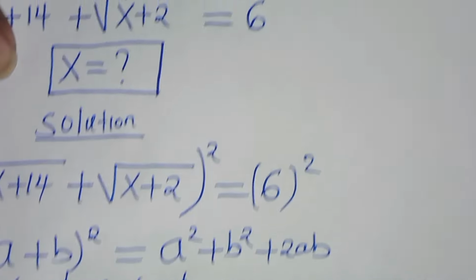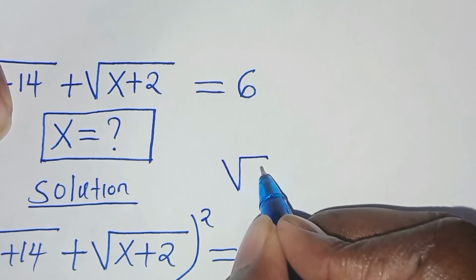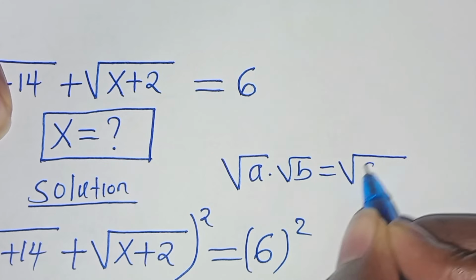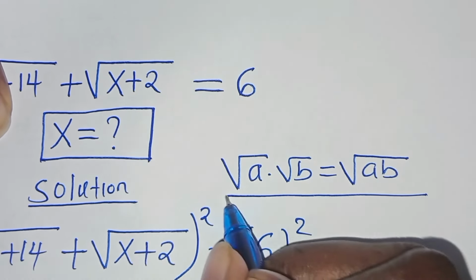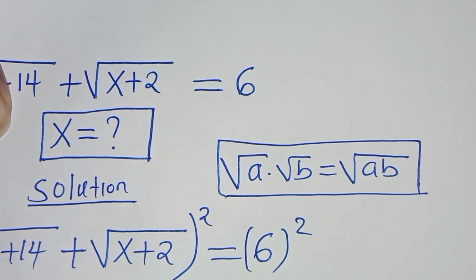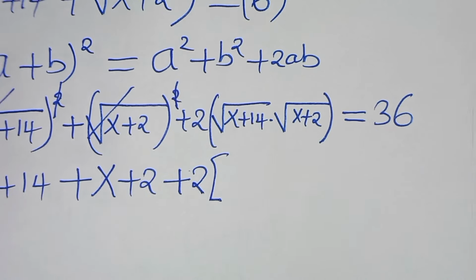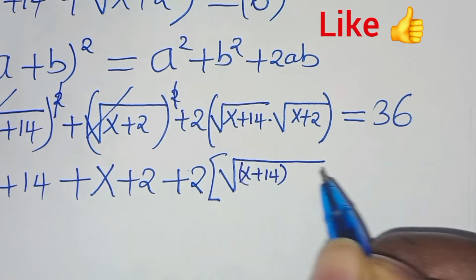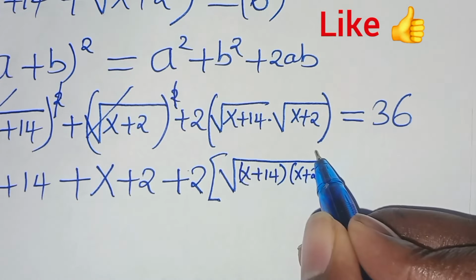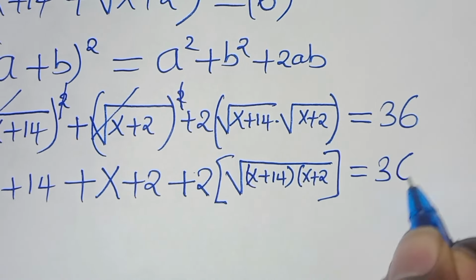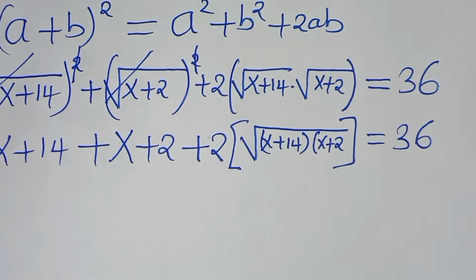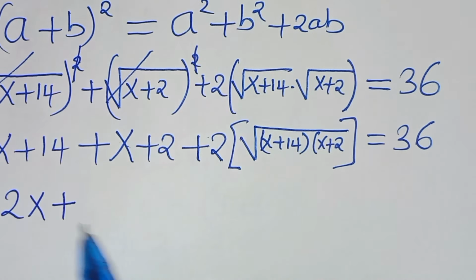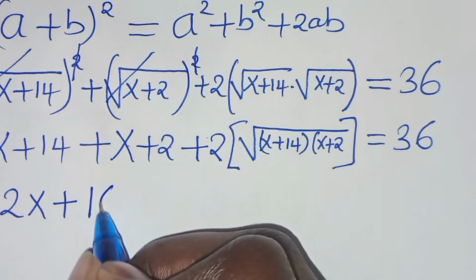This is actually in the form of square root of a times square root of b, which we can express as square root of ab. So let's apply this property, so that now here we have square root of x plus 14 times x plus 2, close the parentheses here. This is equal to 36. So here we have x plus x. This is 2x plus 14 plus 2. This is equal to 16.